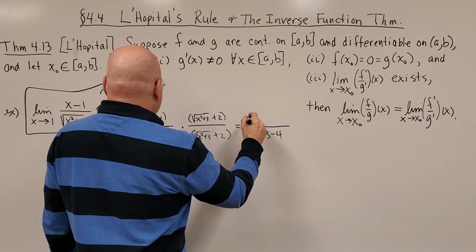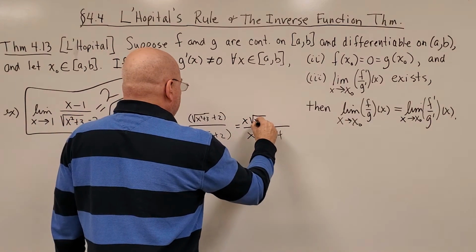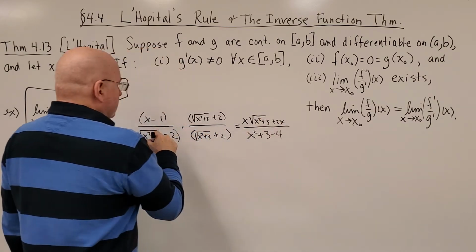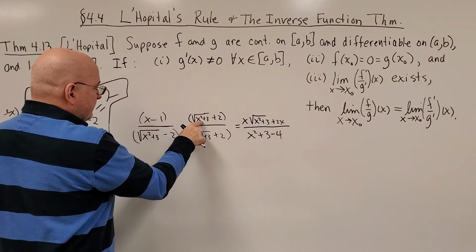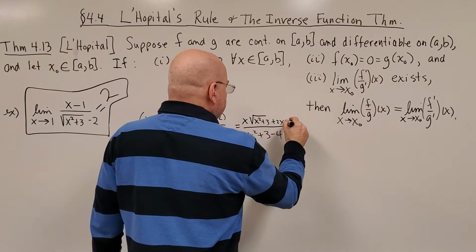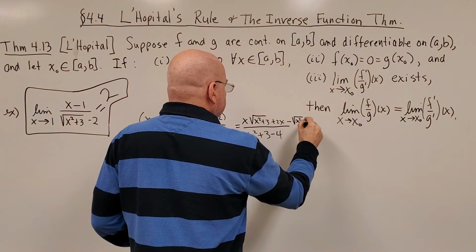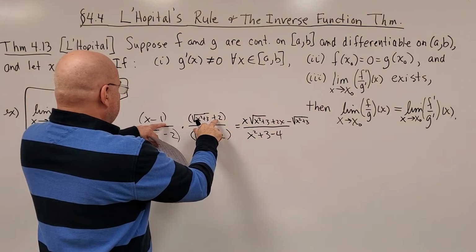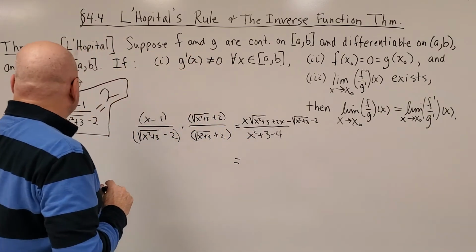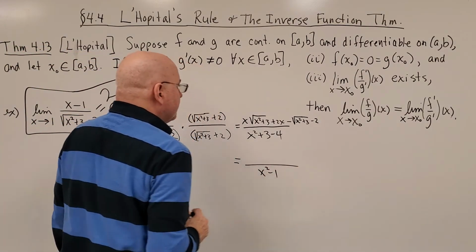So we would get x times radical x squared plus 3 plus 2x. That's what I get. Those two terms come from x times this plus x times 2. And then I've got to do a minus radical x squared plus 3. And then the last would give me a minus 2. So let's see how we can simplify the top. We get x squared minus 1 on the bottom.